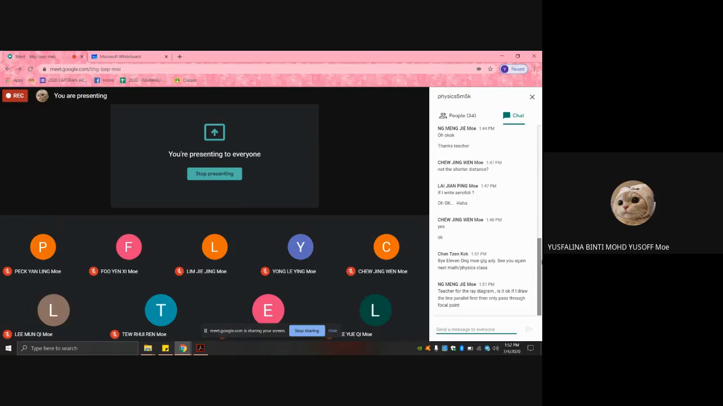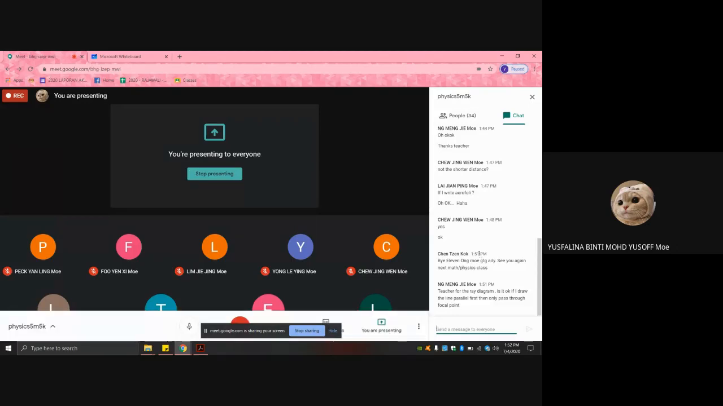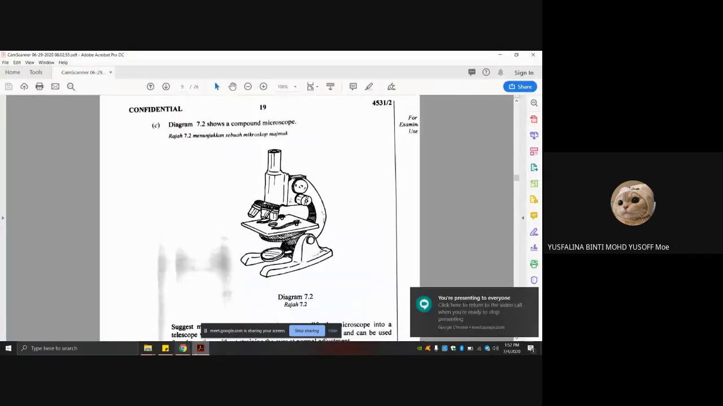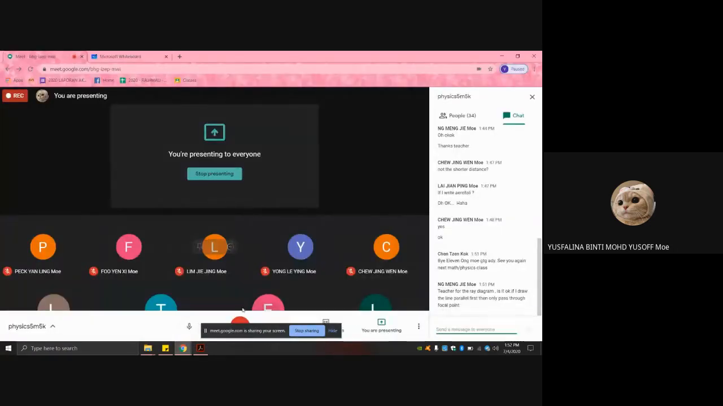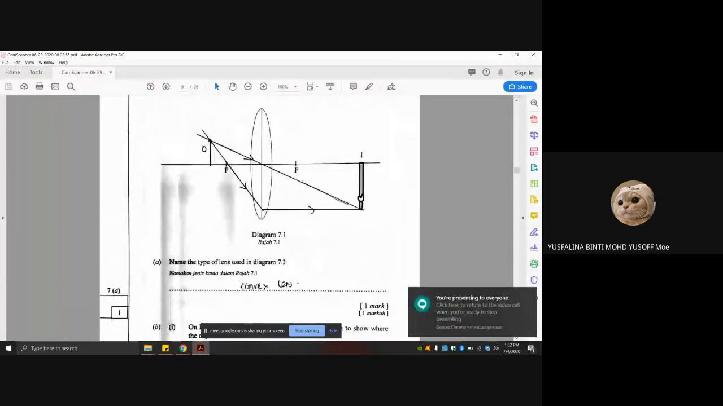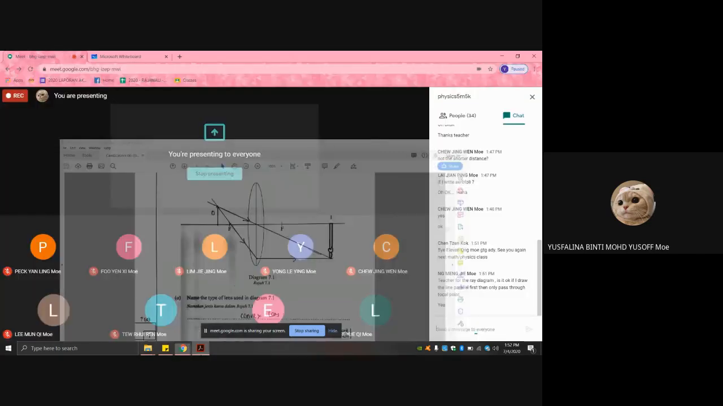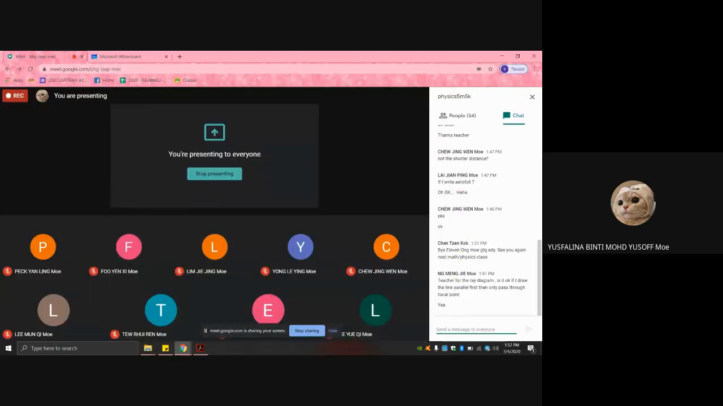Teacher, for the drawing diagram, is it okay if I draw the line parallel first, then pass through the focal point? Oh, you mean you draw this line first, or you draw this line first? Go from here, then, yeah, sure you can.